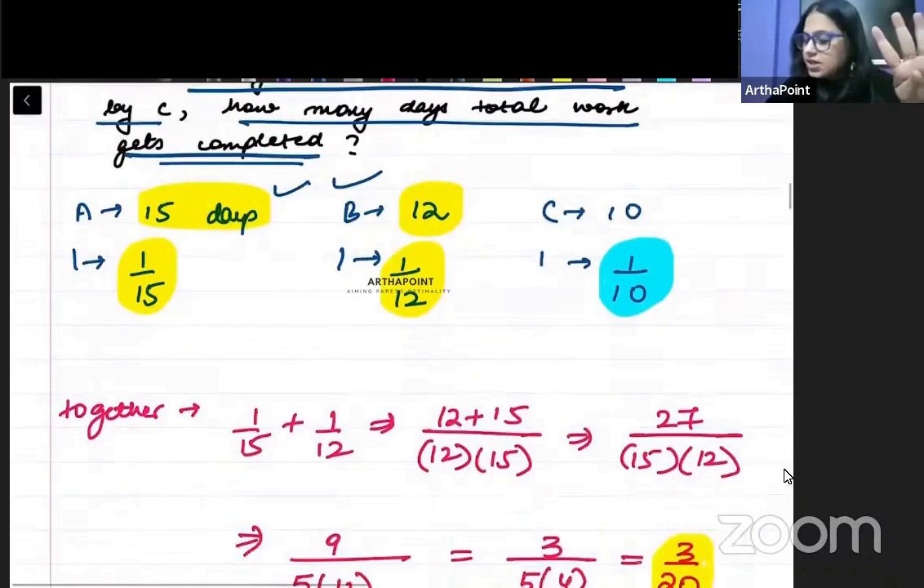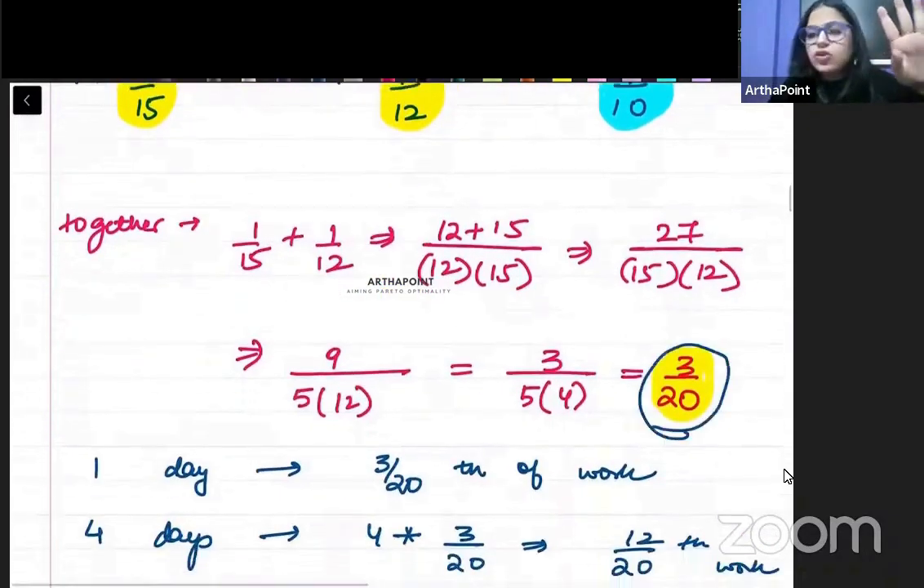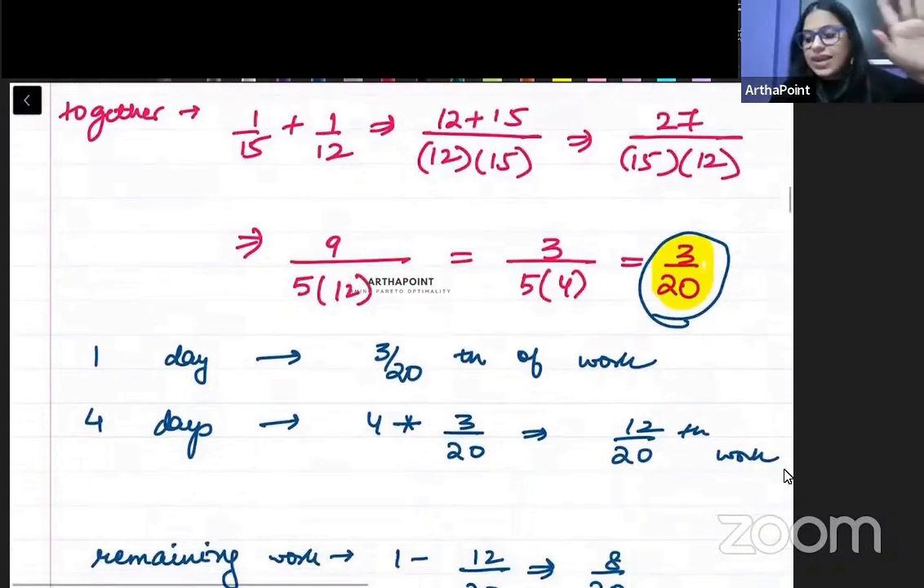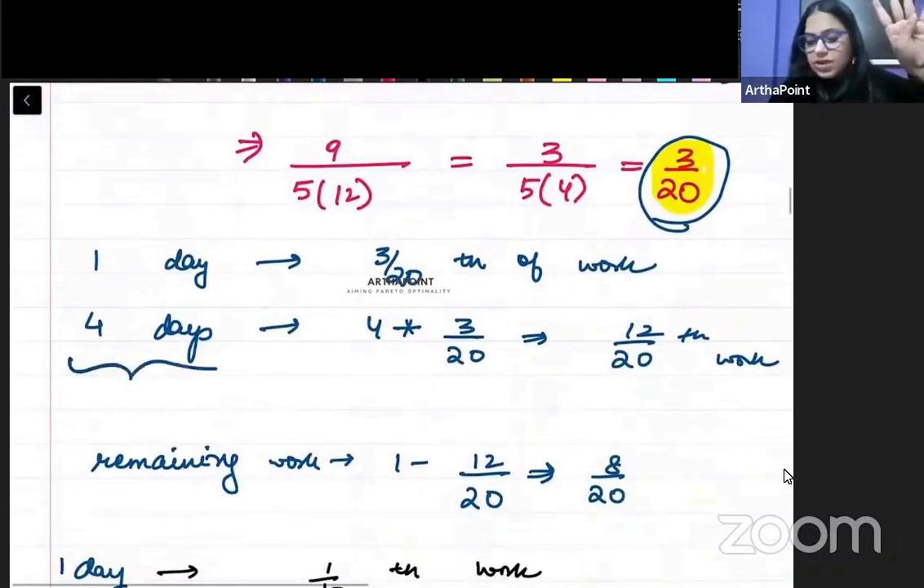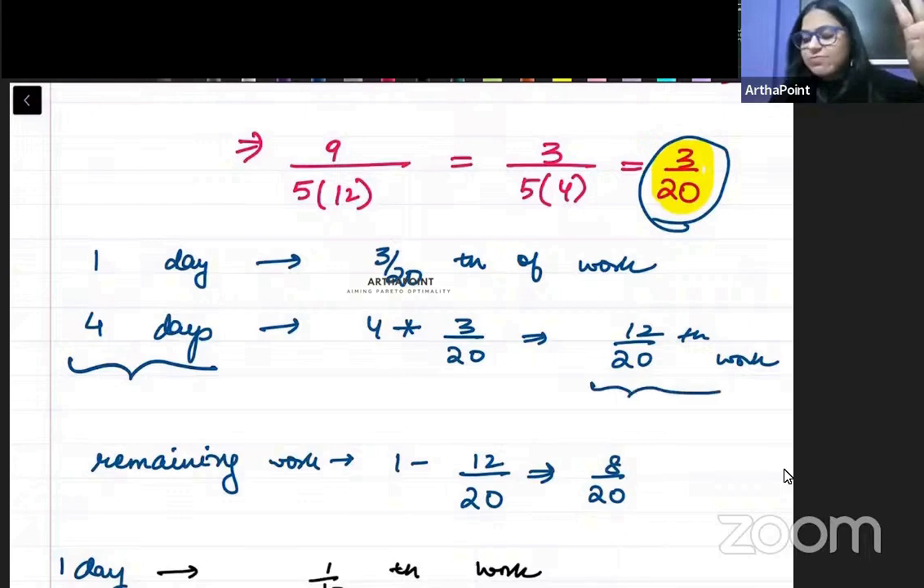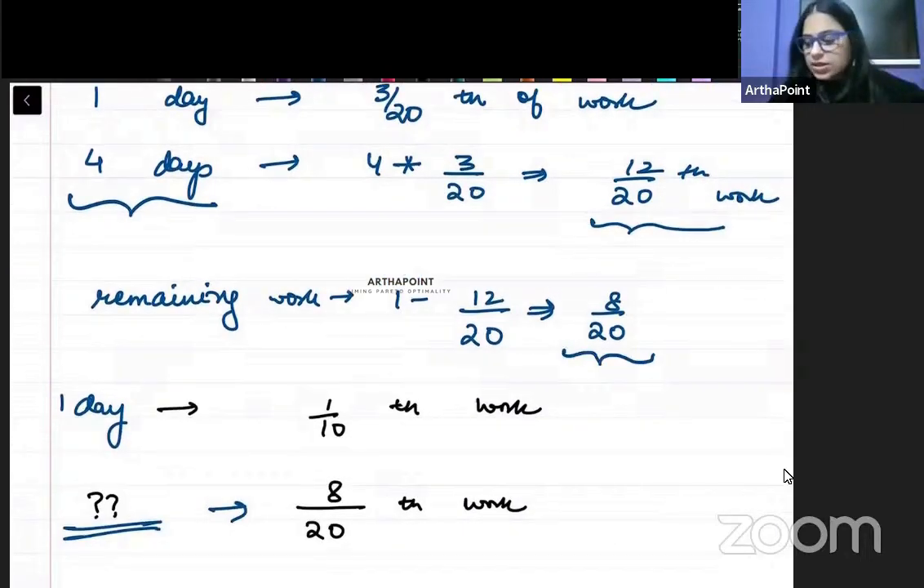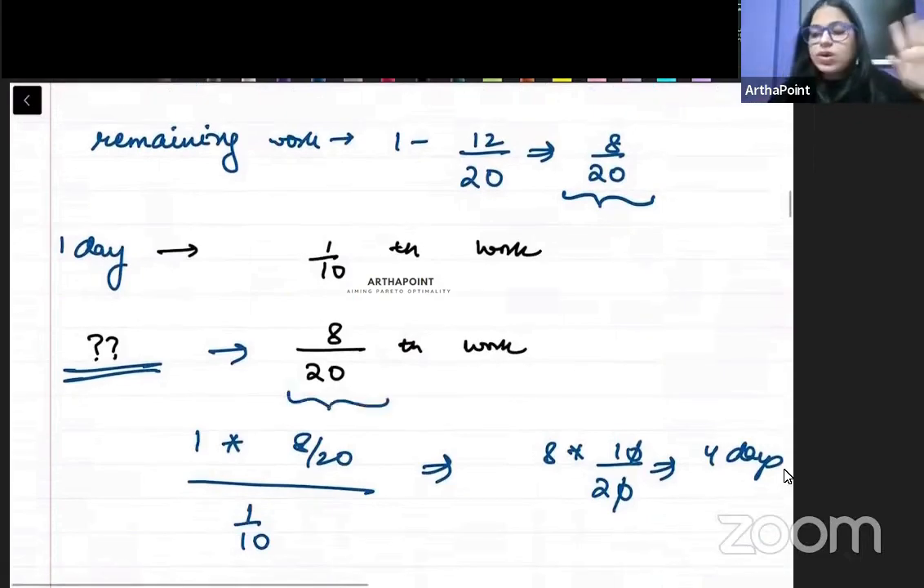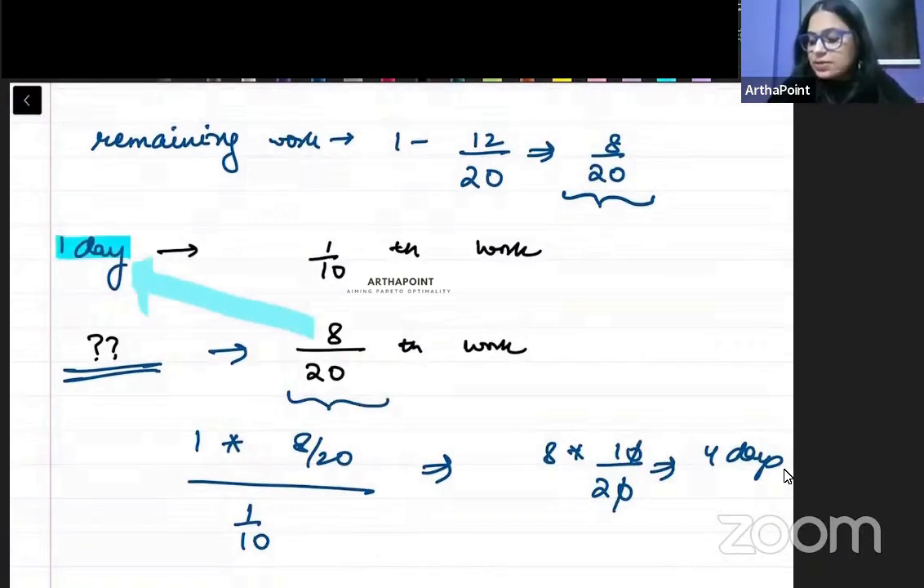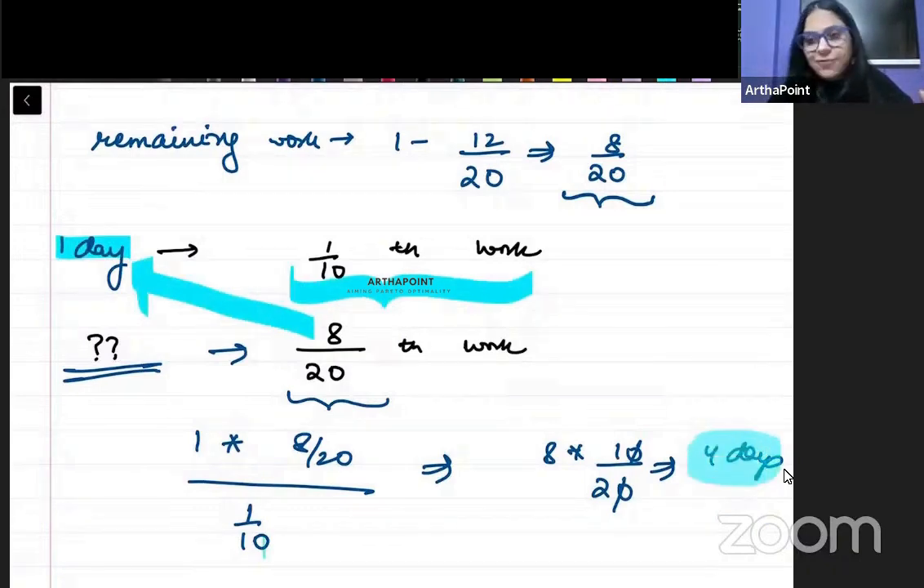जब उन्होंने काम किया, तो उन्होंने 3/20th of the काम को खत्म कर दिया एक दिन में. 4 दिनों में, in 4 days, they have covered 12/20th of the work. जो remaining काम था वो 8/20 था. 8/20 काम को करने के लिए always use unitary method. Day को work से multiply करोगे और work से divide करोगे. So you are getting that he takes 4 more days.